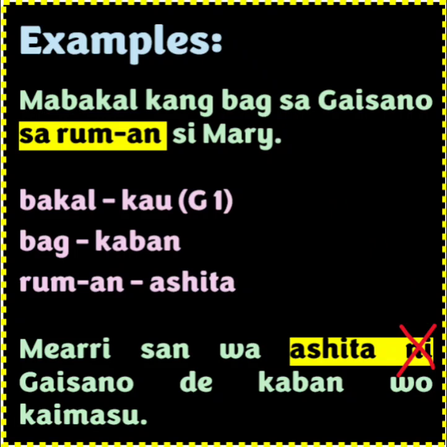So the translation into Japanese is, Mary-san wa ashita gaisano de kaban o kaimasu. As you can notice, ni is not used with the time expression ashita. It is just as it is. And so we have to take this to heart and remember.